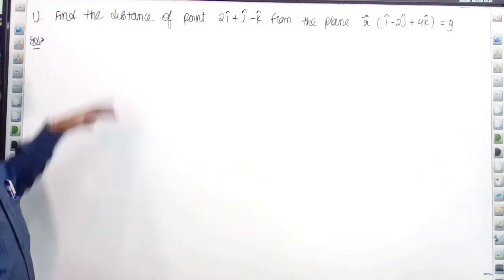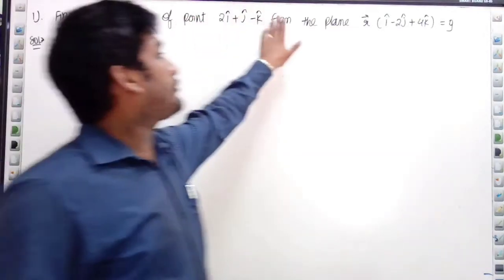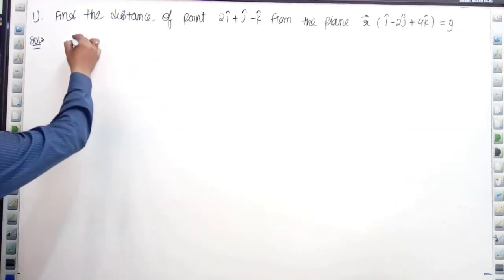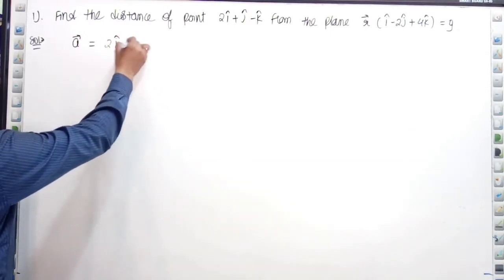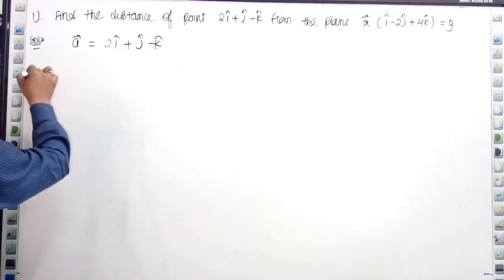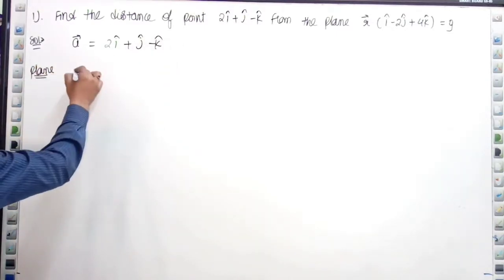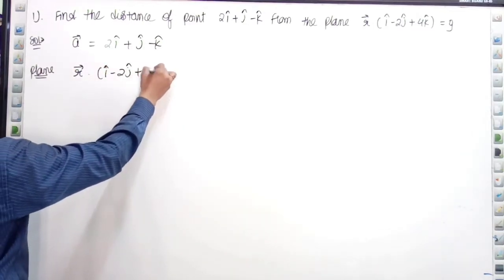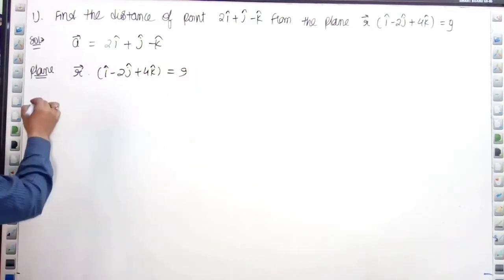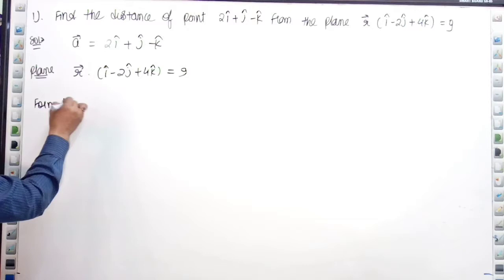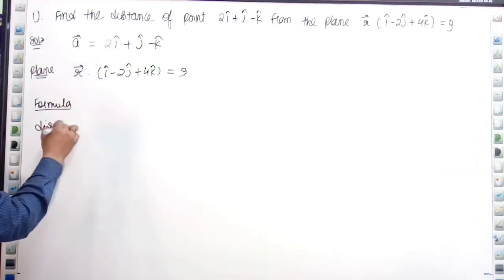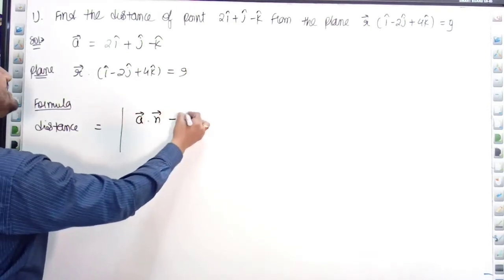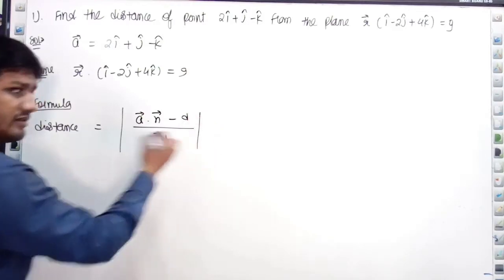Now the first question that we are having: find the distance of the point from the plane, right? Okay, so what we are going to write? We have a formula. The point we will write as 2i plus j minus k, and the plane is r dot (i minus 2j plus 4k) equal to 9. Right? What we are going to do, the formula for distance is a dot n minus d upon mod of n.